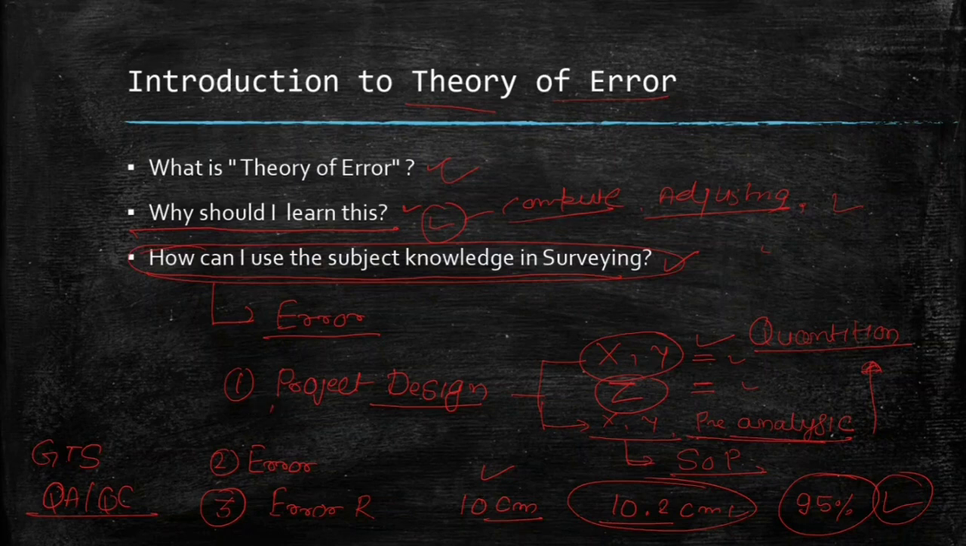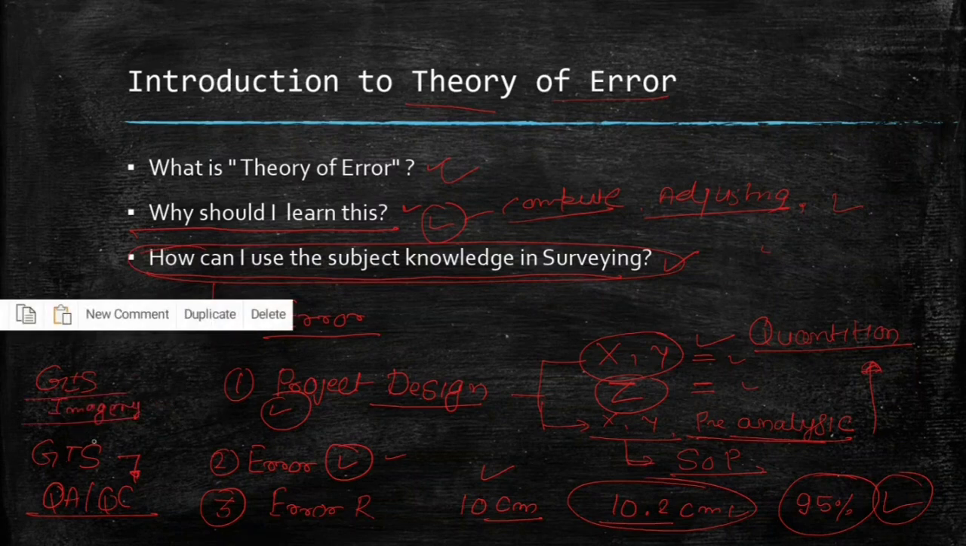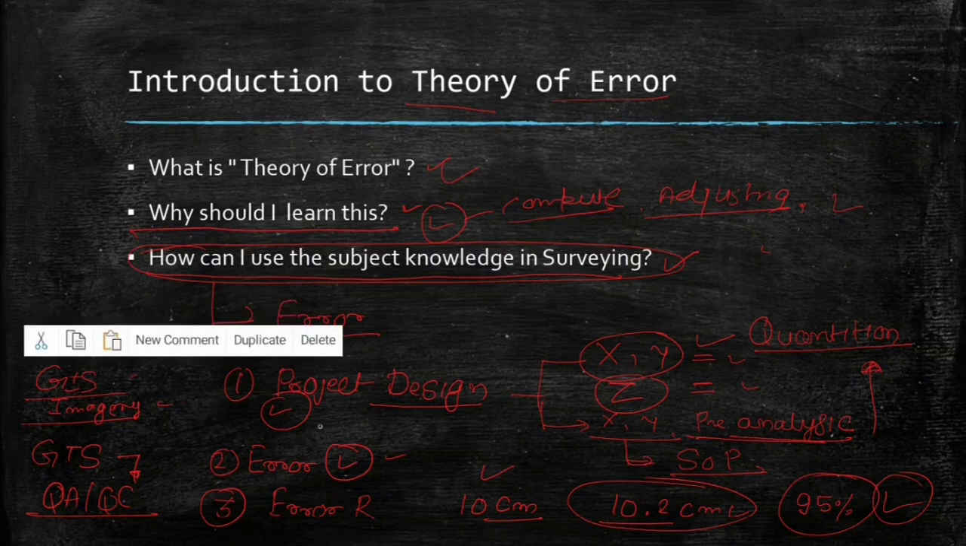You can use this knowledge in surveying project design. If you have some errors during your measurements, how you will adjust them, that knowledge can be applied. And QA/QC of a GIS product: if you already have some GIS product, let's say a GIS map or some imagery, and you want to know the positional accuracy of this product, how you will do the QA/QC.